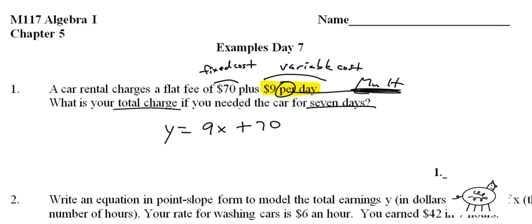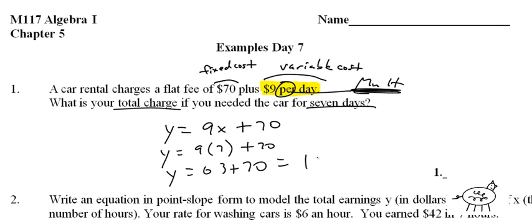Then it says what's your total charge if you need it for 7 days. Well, that's just going to be y equals 9 times 7 plus 70. So y equals 63 plus 70, and that's equal to 133. Don't forget your units, and your units are dollars. That's not too bad.